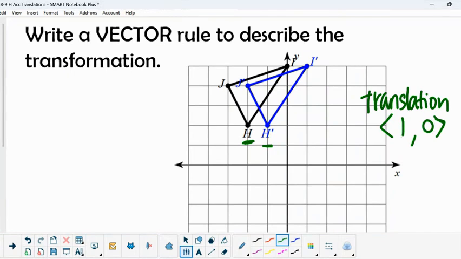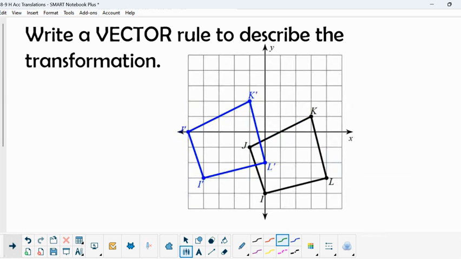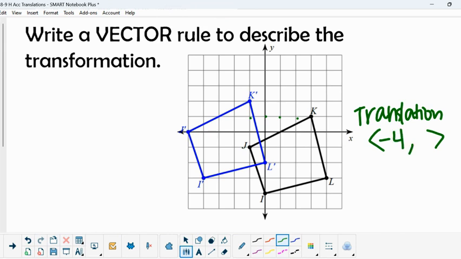Good job. Okay, this last one, black or blue, is original. Black. Are we going right or left? Left, how far? 4, so left would be a negative 4. Are we going up or down? Up how many? So positive or negative 1? The translation, negative 1, 1, following the vector, negative 1, 1.